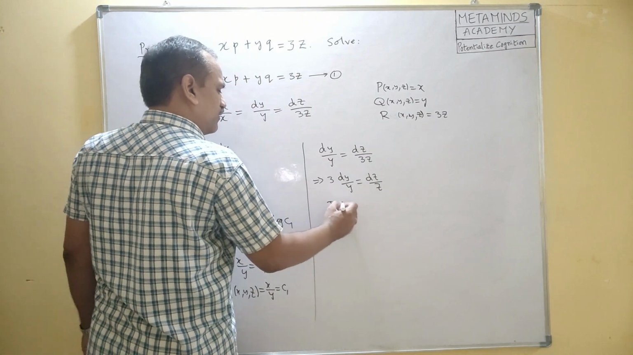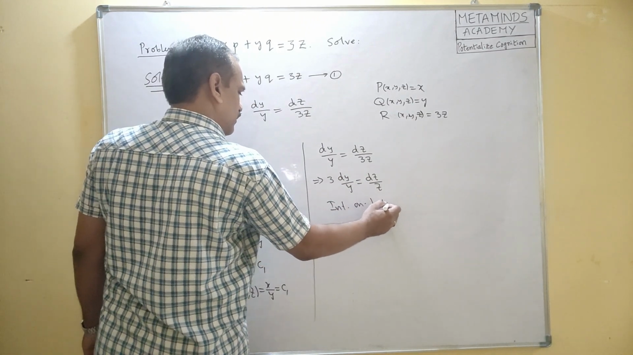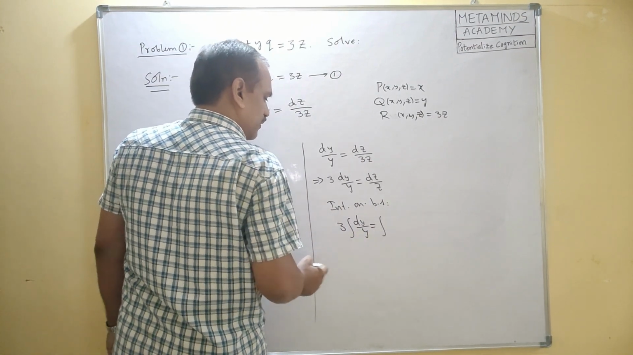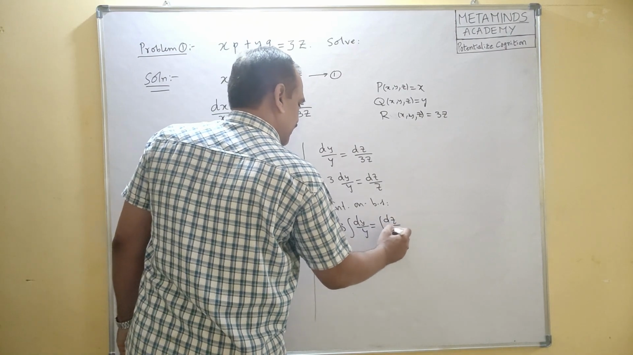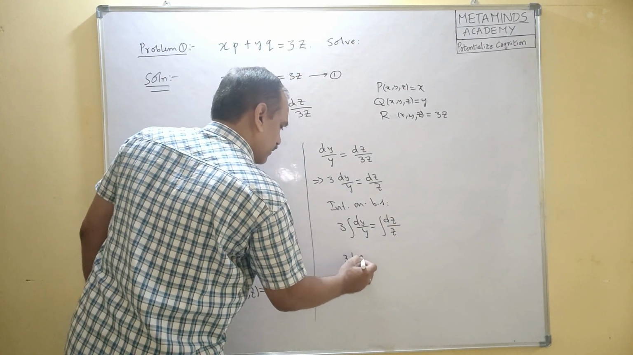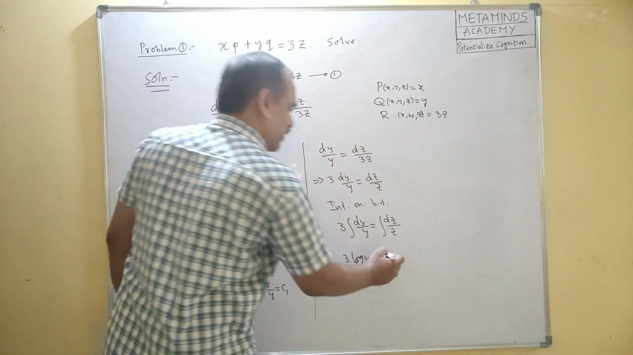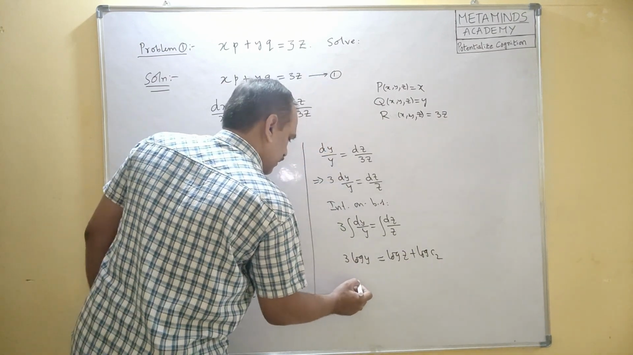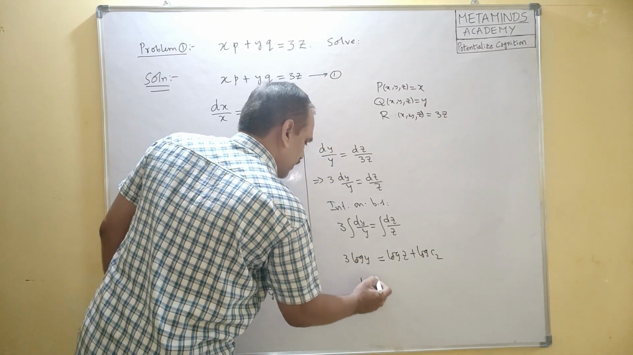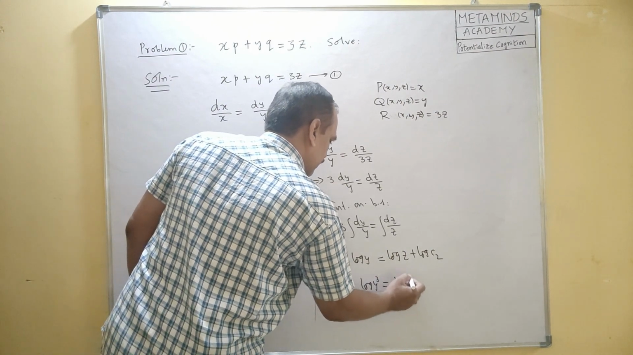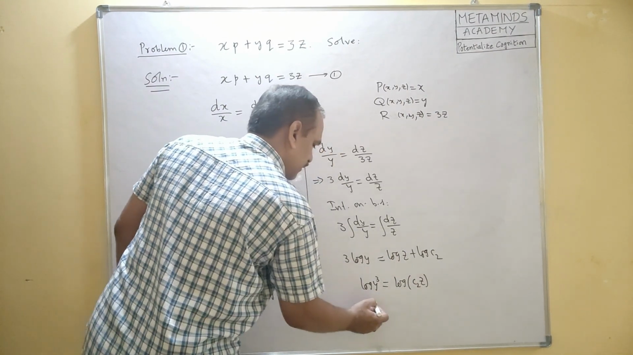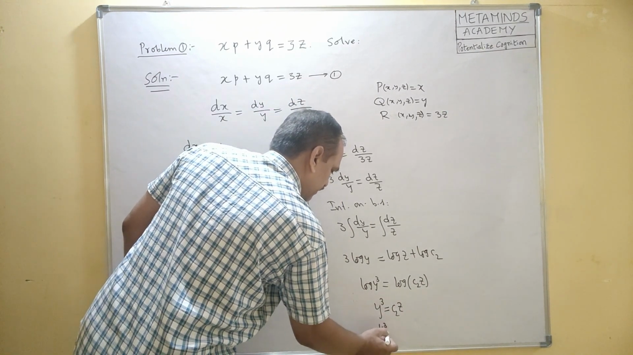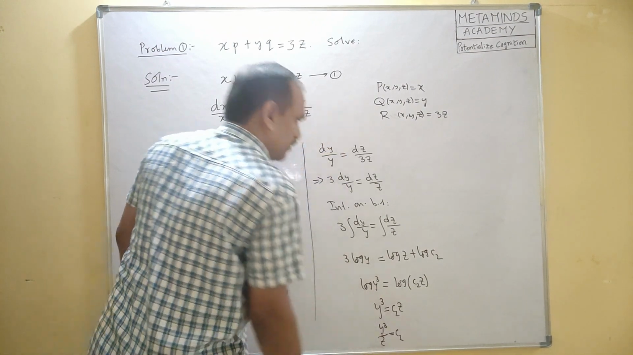Now integrating on both sides, 3 ∫dy/y = ∫dz/z. So this is 3 log y = log z + log c2. So this is log y³ = log c2z. So y³ = c2z, or y³/z = c2.